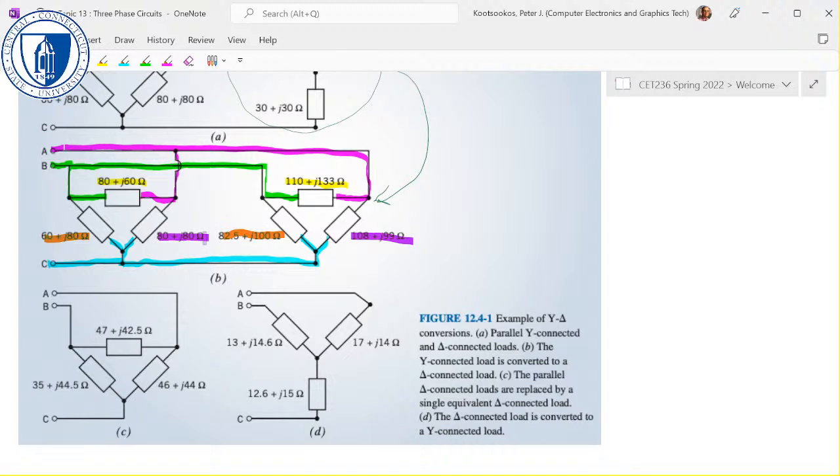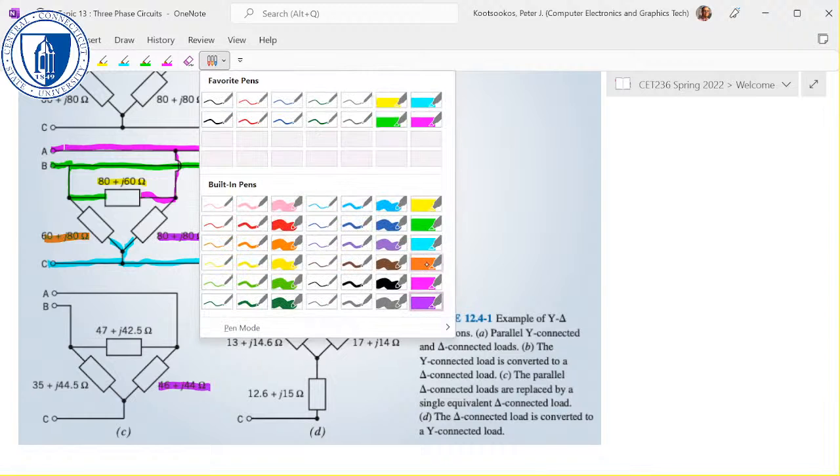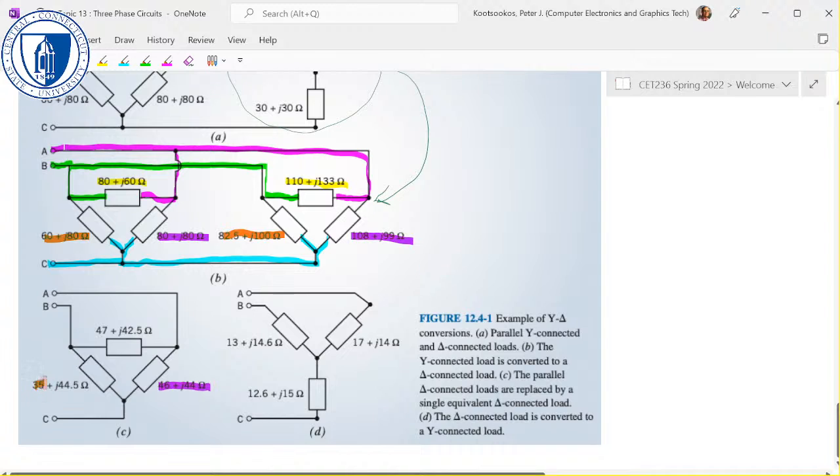So that's all that's happening here, right? So that's the equivalent. That's the equivalent. And then that's the equivalent. And then the last one going from C to D is just doing the delta Y transform, the delta Y conversion.